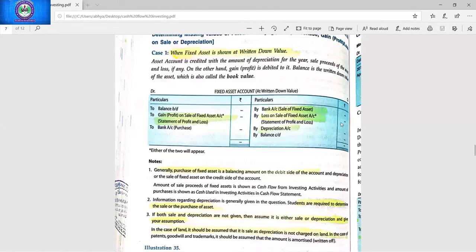But there may be depreciation also on this asset. थोड़ा सा change करती हूँ question को. An asset costing 20,000 on which you have charged depreciation of rupees 6,000, and that asset is sold for 15,000.